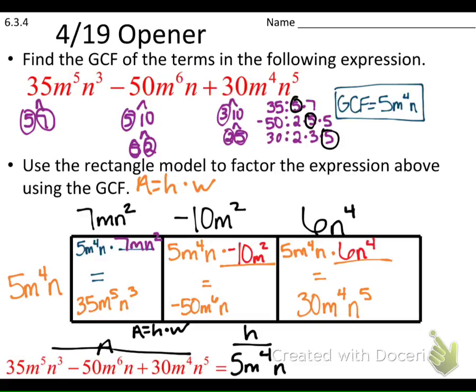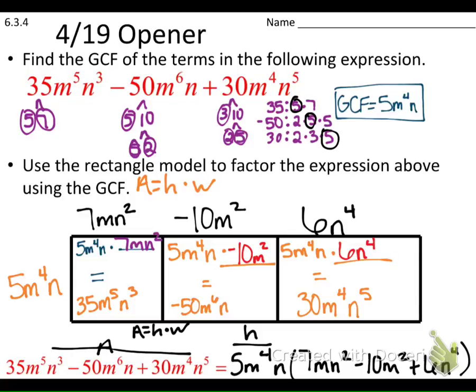Just for organizational purposes, I'm going to write H there for myself. And then because I have more than one width, I'm going to go ahead and put it in parentheses. So let's go ahead and plug it in. We have 7m n squared minus 10m squared plus 6n to the 4th. So you're just plugging all these numbers in down here. That's what we wrote.